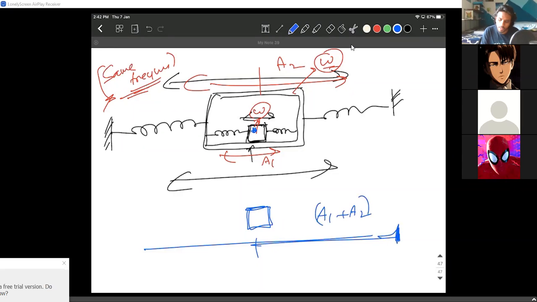It will go to A1 plus A2, come back to the mean position, go to minus A1 minus A2, and come back. There is only one body going to A1 plus A2, coming back, going to minus A1 minus A2, coming back. It is simply an SHM with an increased amplitude.